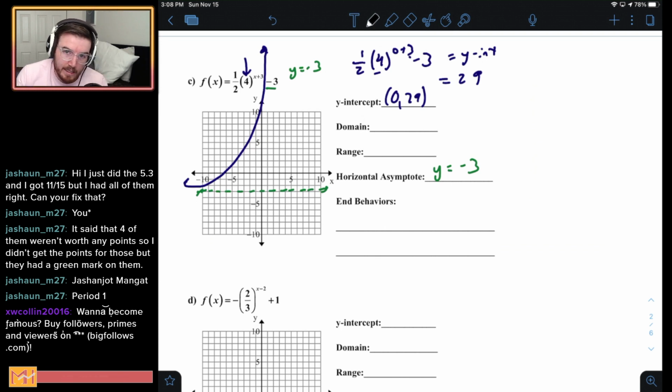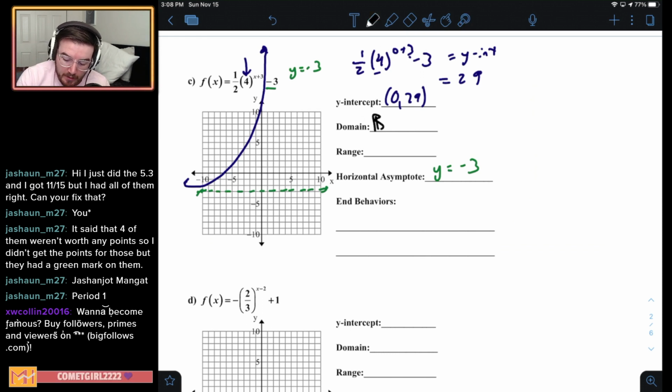So domain is x values. In this case, all reals, right? This thing goes forever to the left and forever to the right. It goes up, but it's still working its way right ever so slightly. It's just really quick. But eventually it's going to be clear over here, just really high.